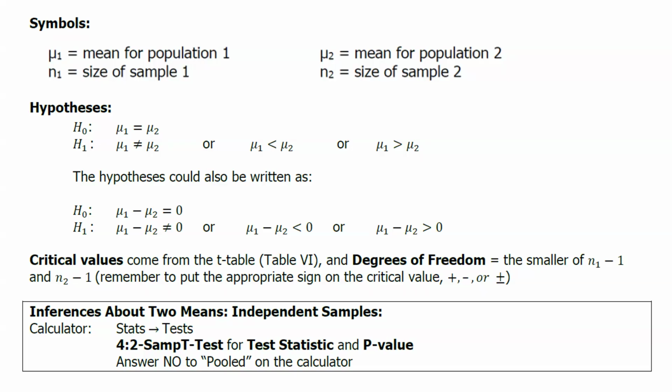Okay. Then to find our inferences about two means, we can run a test in our calculator. And the test that we're going to run is number 4, 2-SampTTest. And this will give us our test statistic and our p-value. We want to answer no to pooled on the calculator. So when you go to the 2-SampTTest, towards the end, after you enter in all of your data, you will see an option for pooled, and we want to say no to pooled.